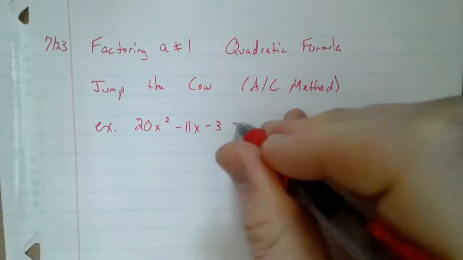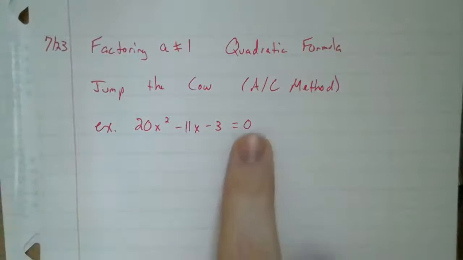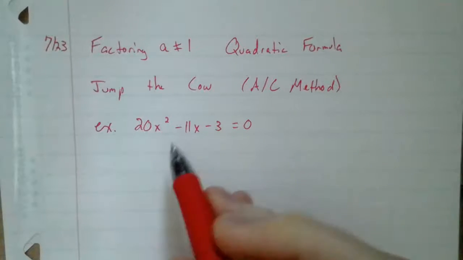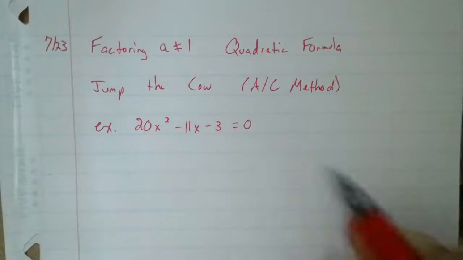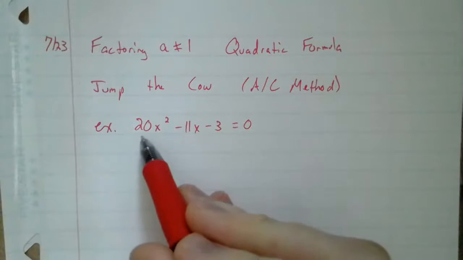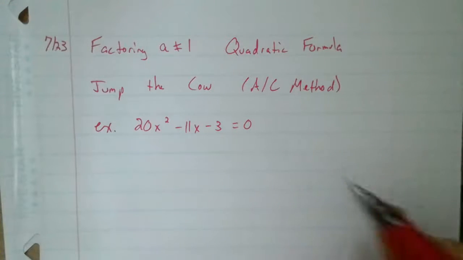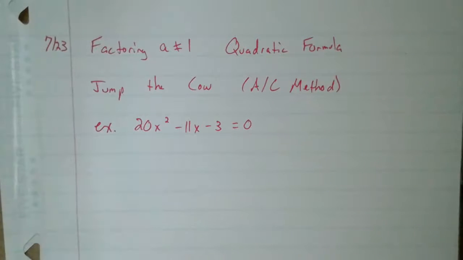minus 3 equals 0. So again, remember, it has to equal 0 in order to solve by factoring because we're using that zero product property. Here there's a number in front of x squared. First thing I'm going to do is see if I can factor it out. Does 20 go into 11? No. Is there a GCF, a number that goes into 20, 11, and 3? No, they're all relatively prime. So that lets me know I'm going to have to jump the cow.